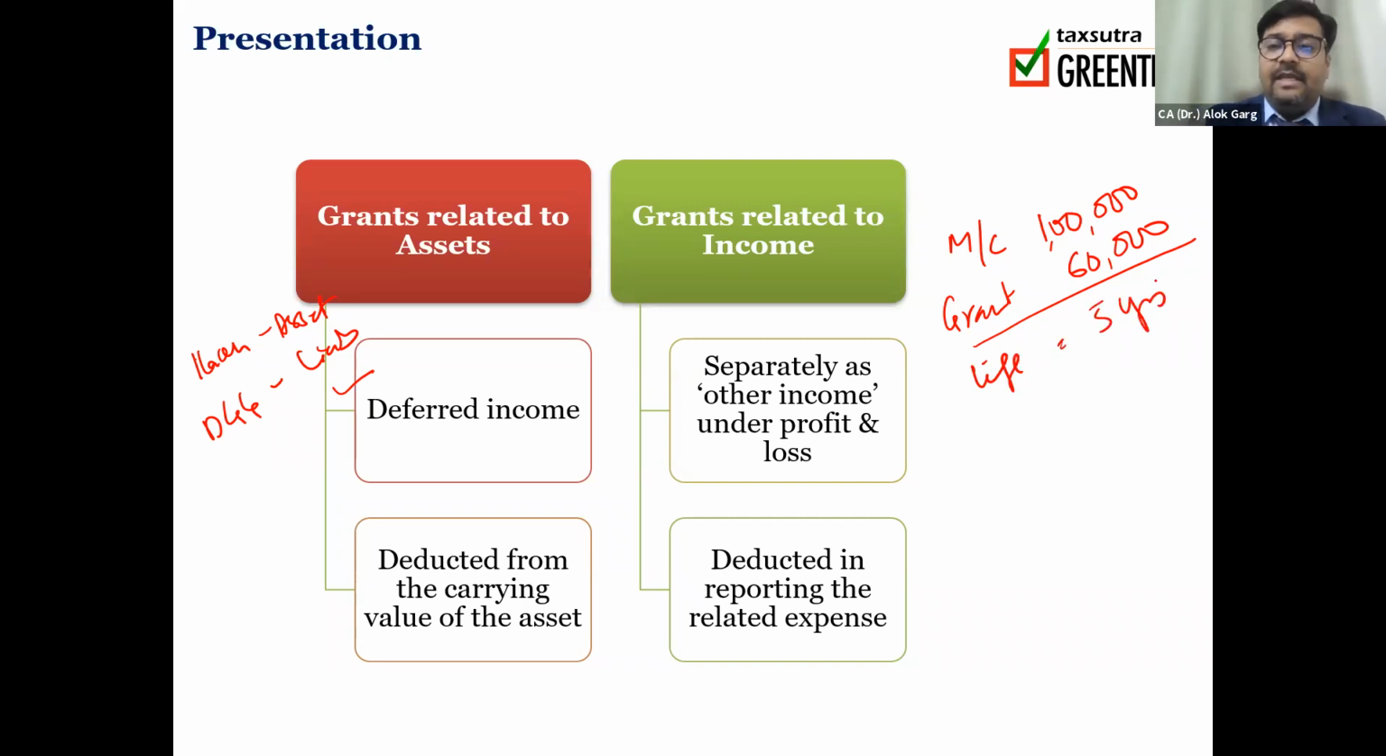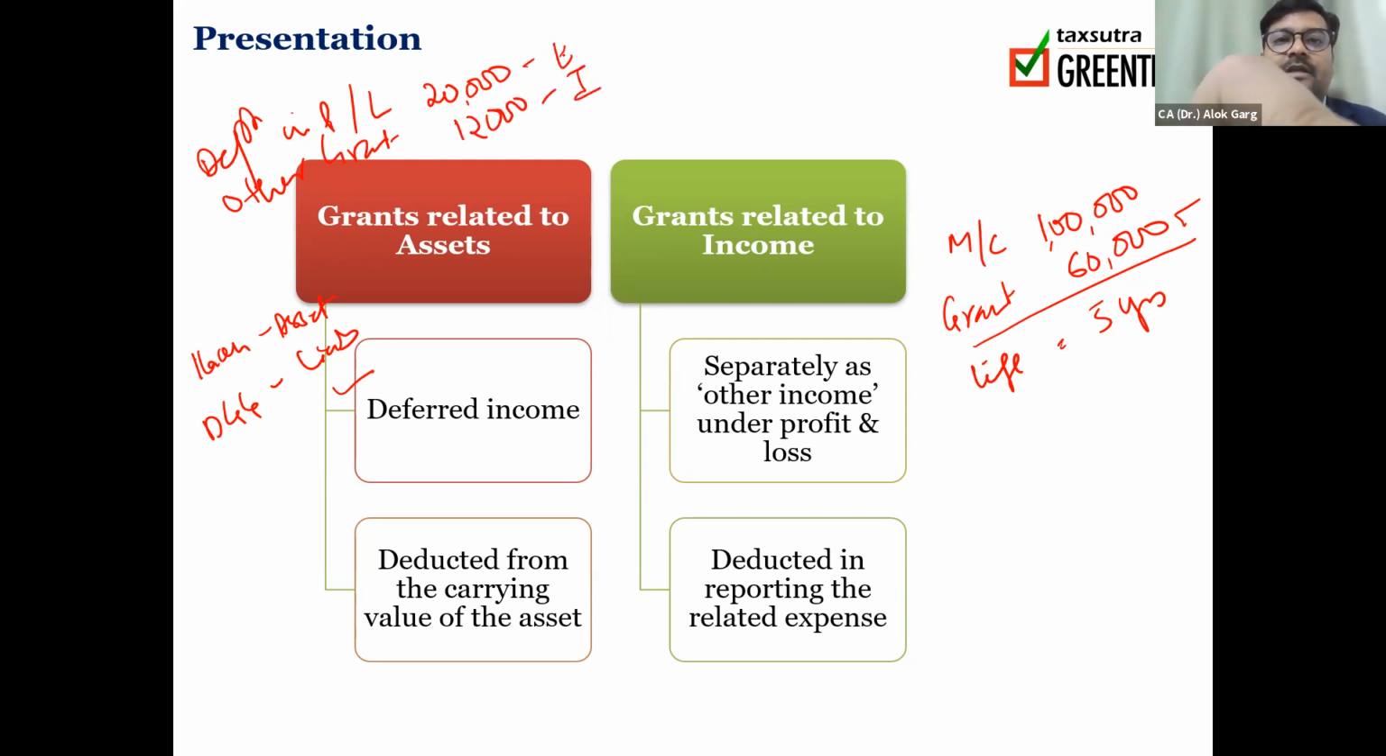So every year, 1 lakh divided by 5, 20,000 depreciation in P&L. 20,000 is going to be recognized, and other income. So this grant is also going to be recognized. This 60,000 is going to be recognized over a period of 5 years. So 60,000 divided by 5, 12,000 income and 20,000 expenses. So net 8,000 expenses will be debited to P&L. So this is known as the deferred income approach.